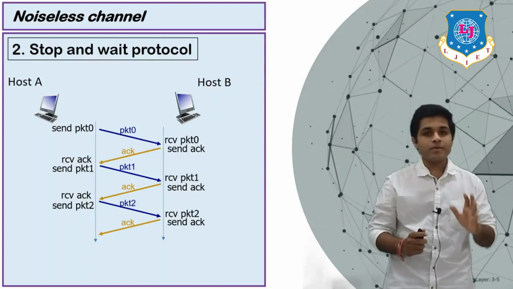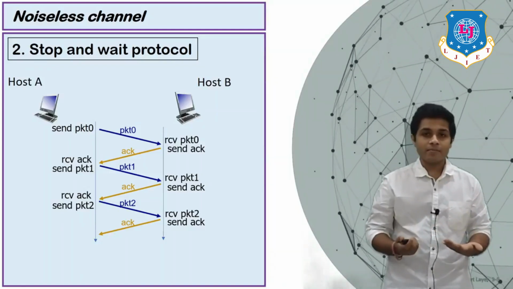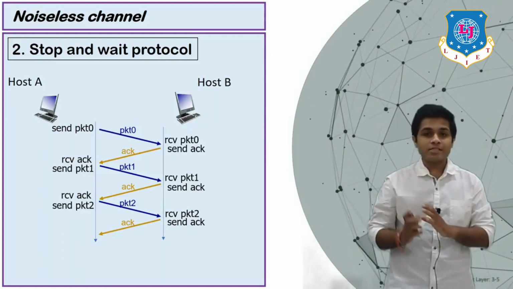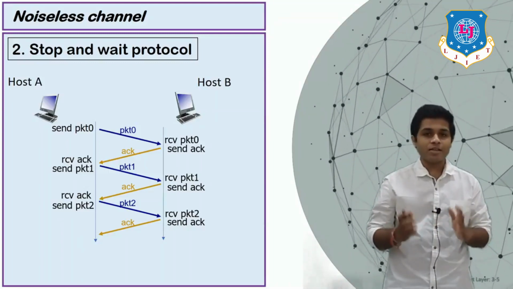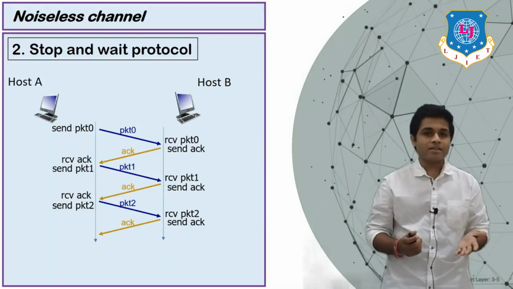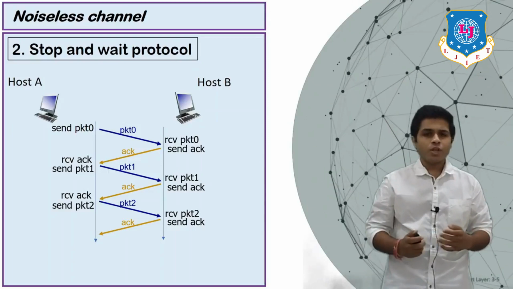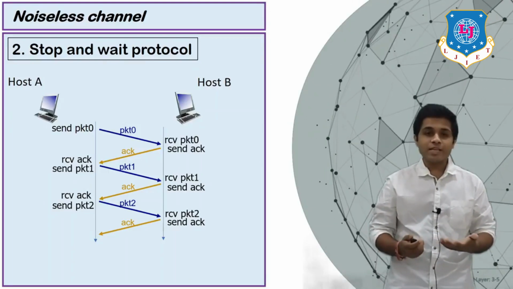That means whatever packet is sent by A will be received by B, and whatever acknowledgement is sent by B will be received by A, because there is no noise in the channel. But that is not the case in practical scenarios, because the channel will always be noisy. So let's see what happens when the channel is noisy.